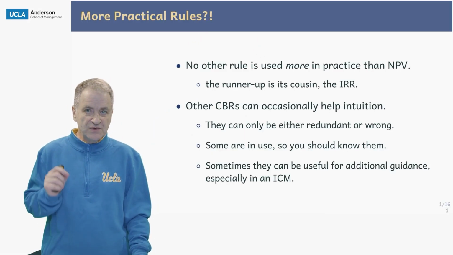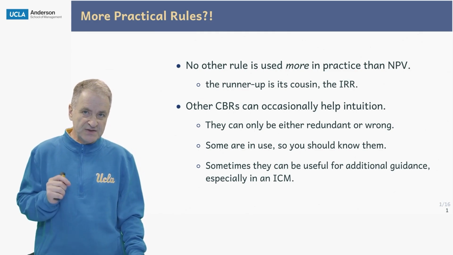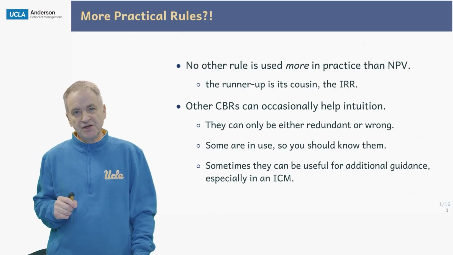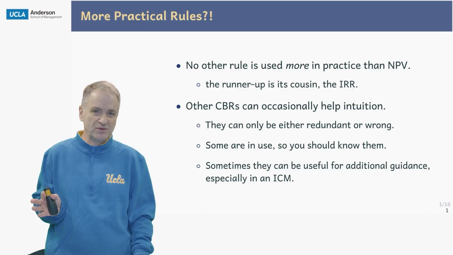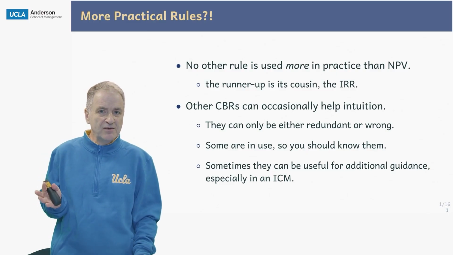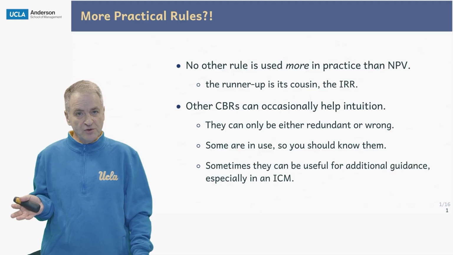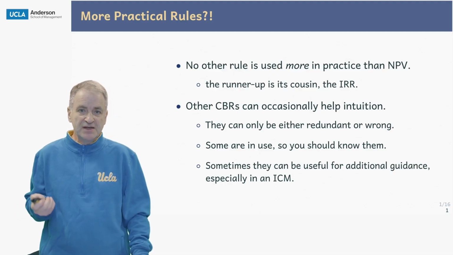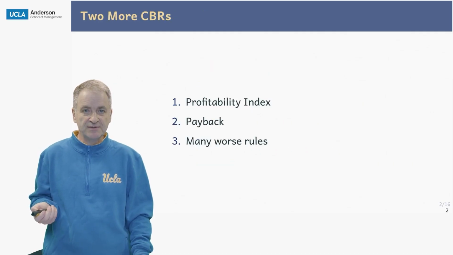No other rule is used more in practice than net present value. The runner-up is its cousin, the internal rate of return. Other capital budgeting rules are sometimes used to help intuition. They can only either be redundant or wrong. Some are in use, so you should know about them, but that's it. Sometimes they can be useful, especially in an imperfect capital market, which we haven't covered yet.